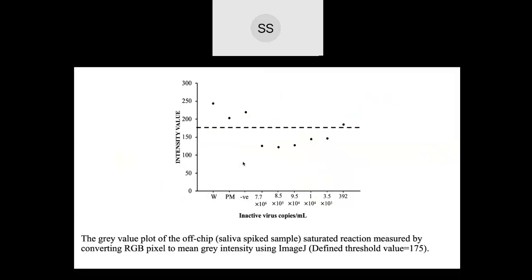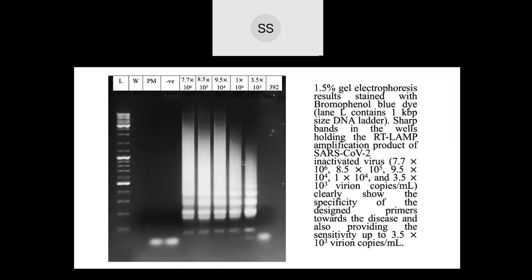We further plotted the intensity value, and we observed that the reactions which did not show color change have an intensity value higher than 175, and the reactions which showed color change have an intensity value lower than 175. These results were further validated by 1% gel electrophoresis, where long sharp bands were seen in the wells carrying the amplicons of SARS-CoV-2, and no bands were seen in the wells where no reaction occurred.